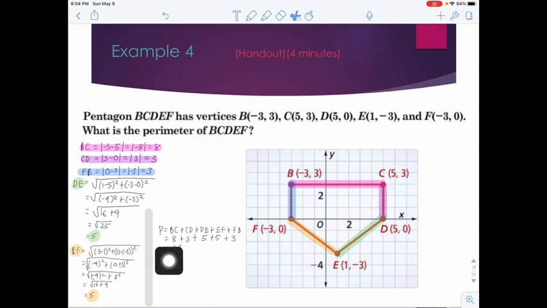To find the perimeter of the pentagon, we add all the side lengths. So we have the length of segment BC plus the length of segment CD plus the length of segment DE plus the length of segment EF plus the length of segment FB, which is 8 plus 3 plus 5 plus 5 plus 3, or 24. Thus, the perimeter of pentagon BCDEF is 24 units.